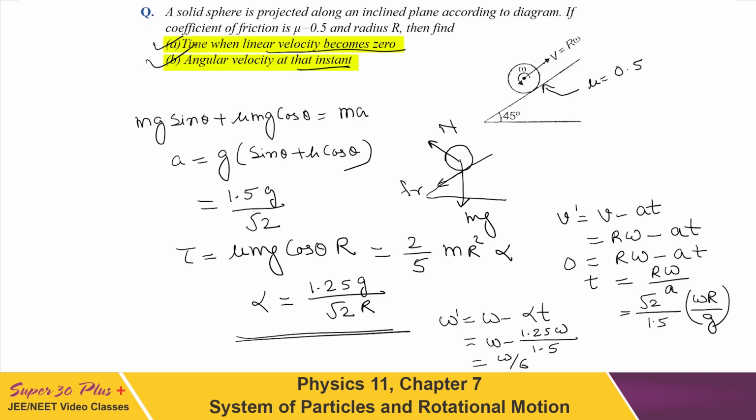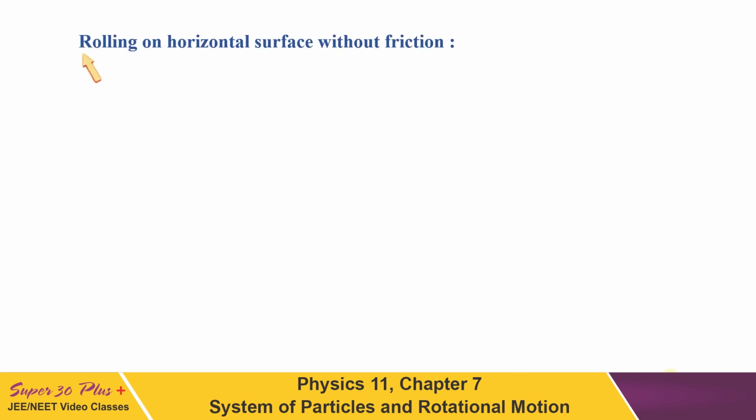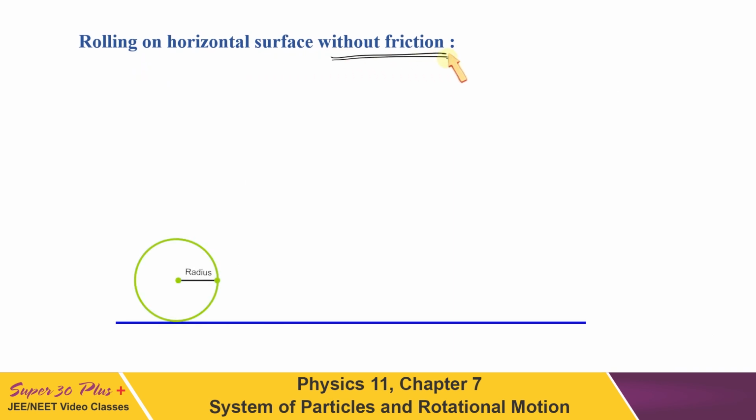Let's move further now. The next case I am going to consider is rolling on a horizontal surface without friction. This time, if friction is not there, how can rolling take place? First we have to think about it. If rolling is taking place and still friction is not there, the very important thing is that an external force should be applied on the system. Then only the case is possible. So let us discuss this now.